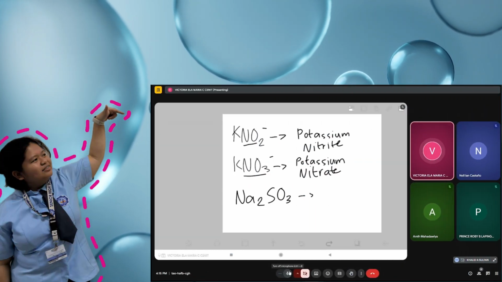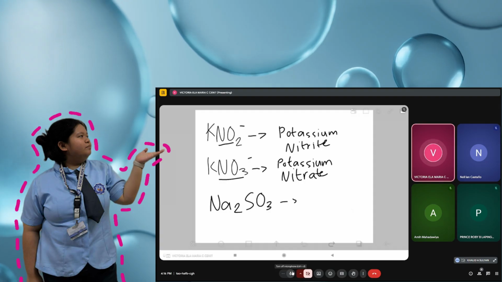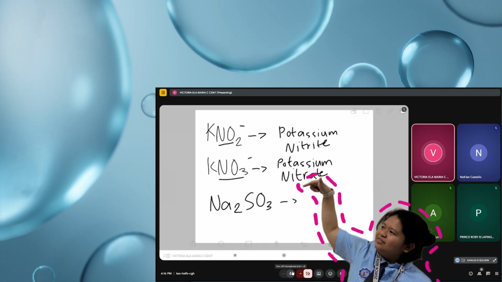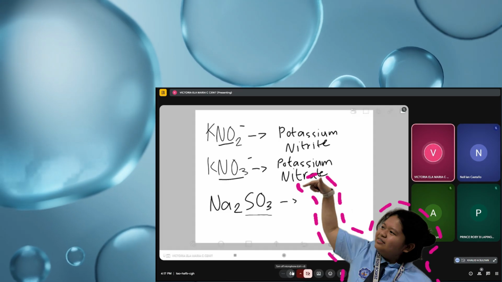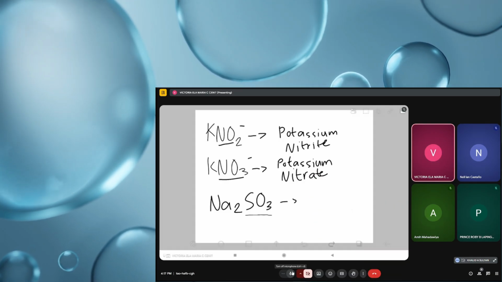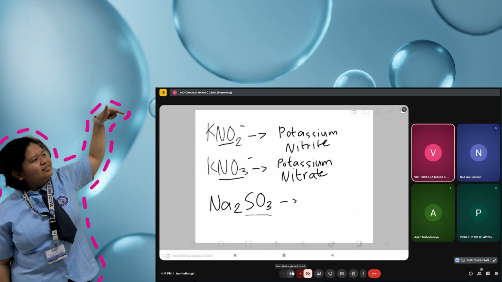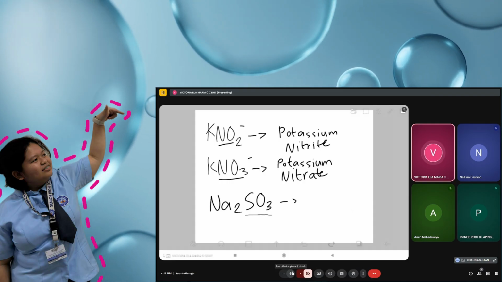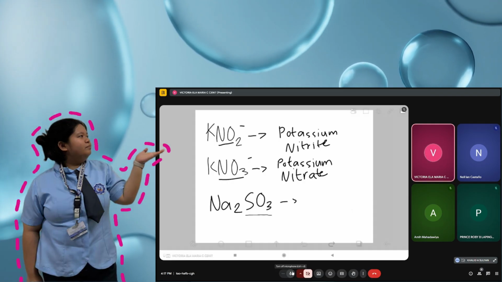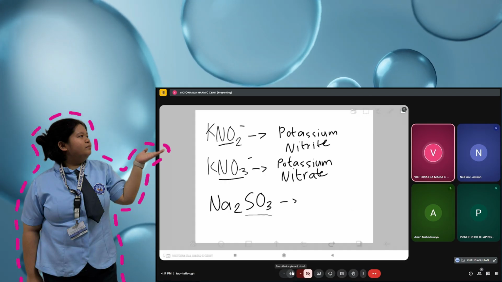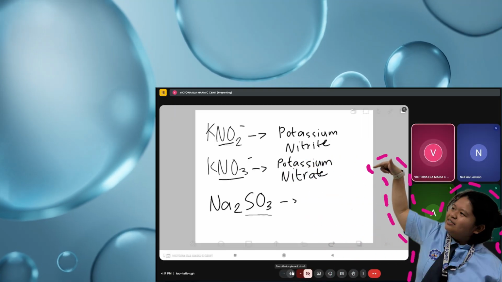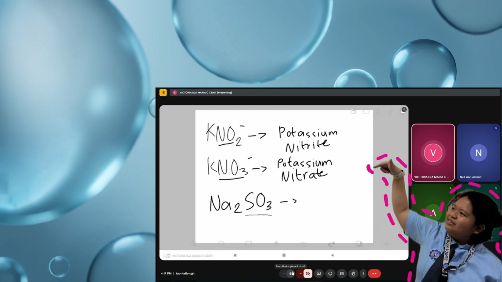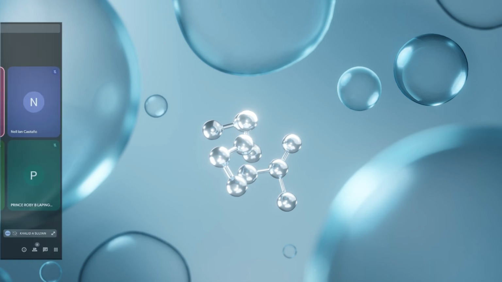For the third example, the polyatomic ion is SO3 2 negative, which is sulfite. But after the crisscross method, it becomes Na2SO3. And the metal is sodium, which makes it sodium sulfite.